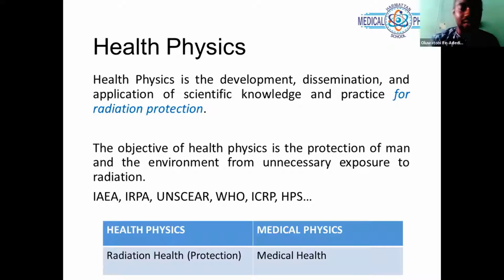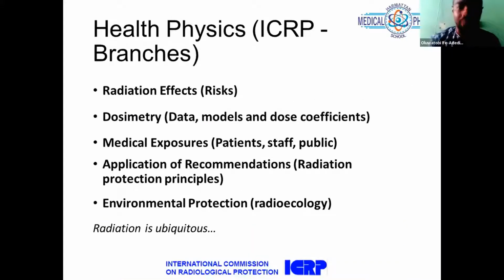And there are many organizations, just like you can see on the slide, that are overseeing health physics nationally and globally. IAEA, which we may already know, the International Atomic Energy Agency, IRPA, UNSCEAR, WHO, the World Health Organization, ICRP, and then HPS, Health Physics Society. So these are just some of the organizations that have objectives that are channeled towards health physics, or what we can call radiation protection physics.